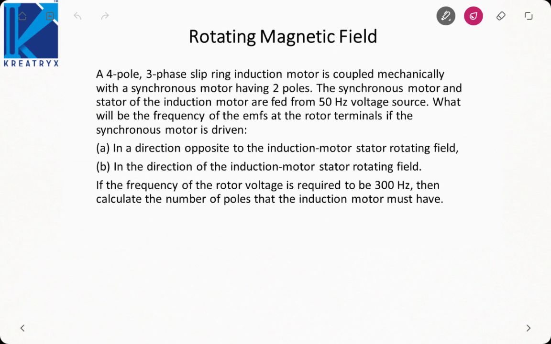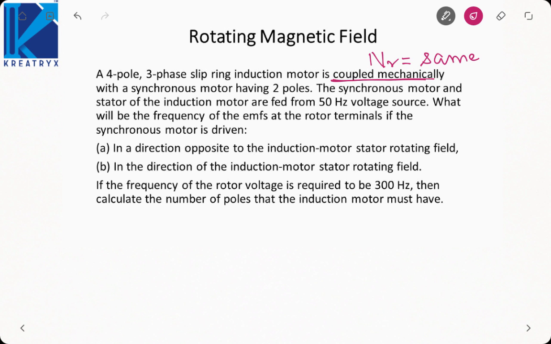Moving on to the next problem, it is saying a 4-pole 3-phase slip ring induction motor is coupled mechanically to a synchronous motor having 2 poles. Whenever you see this concept, mechanical coupling, it means rotor speed of both the machines should be same. Their rotors are coupled together, so they have to rotate at the same speed.